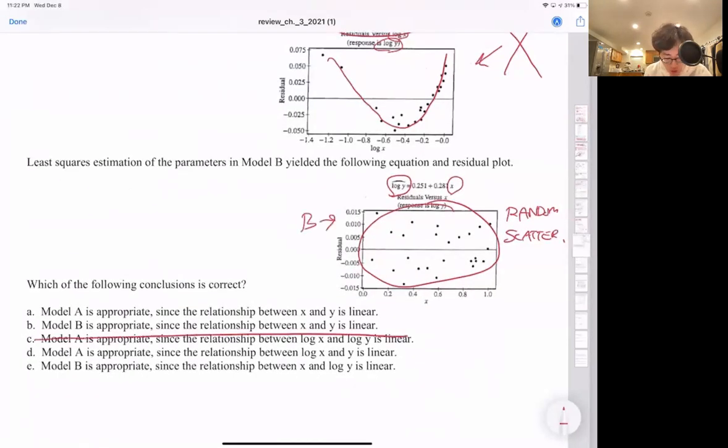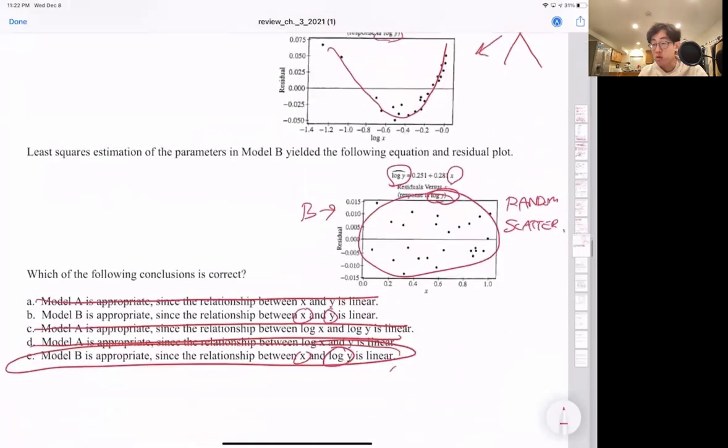So I want to always eliminate the choices that don't say model B is appropriate. Since the relationship between X and log Y is linear, log Y is the one that we want to use. So the answer is E for number 21.